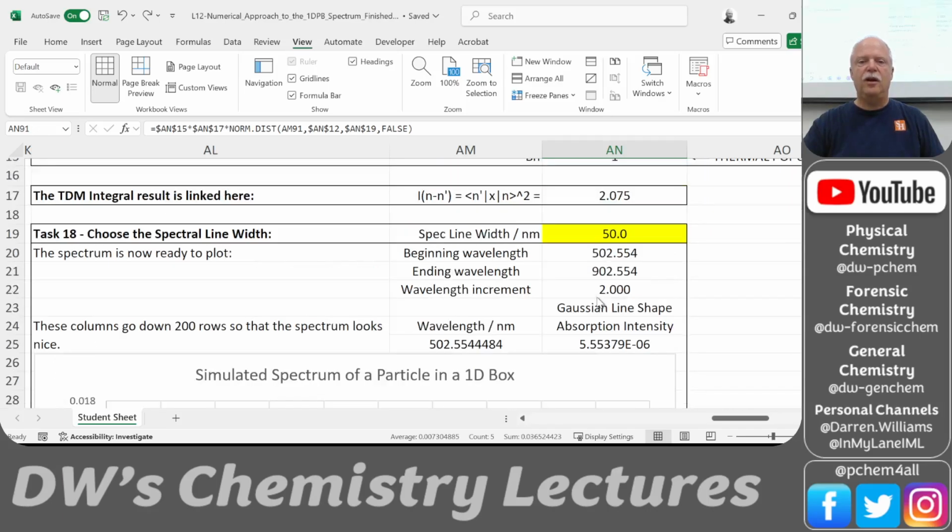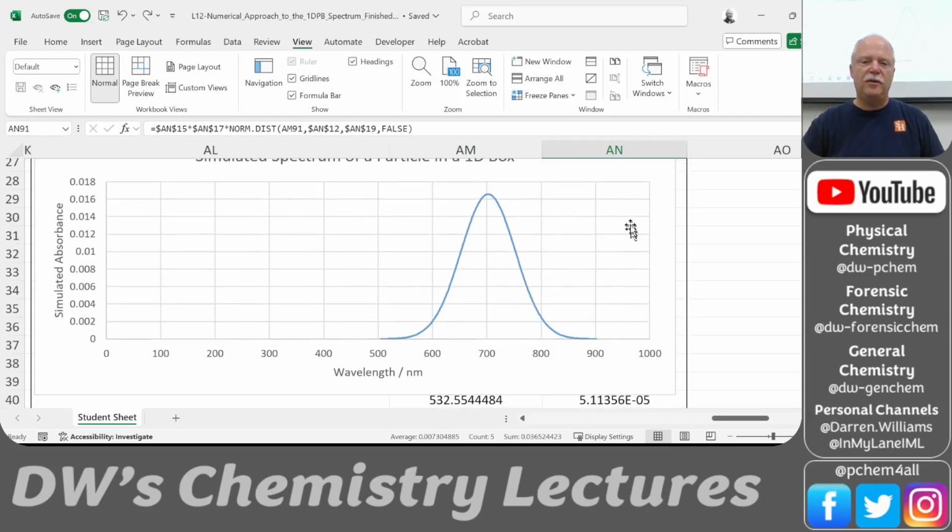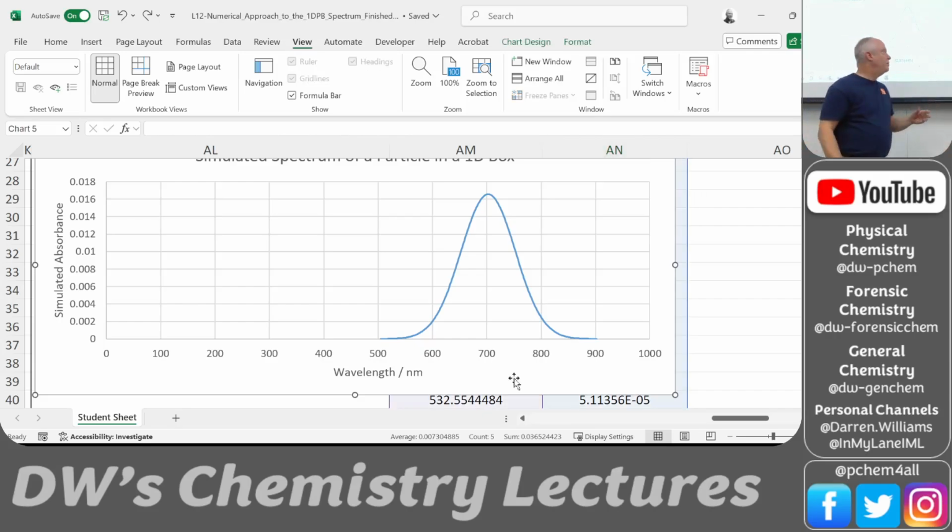I wanted a smooth curve, so I did a whole bunch of rows. Okay, so here's our spectrum. That's the intensity of the fundamental. It's centered at 700 nanometers. It's got a Boltzmann width of whatever I said, like 50 nanometers. The intensity is that transition dipole moment integral. So we did the whole thing.